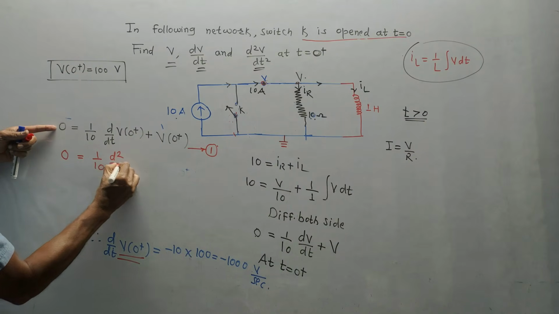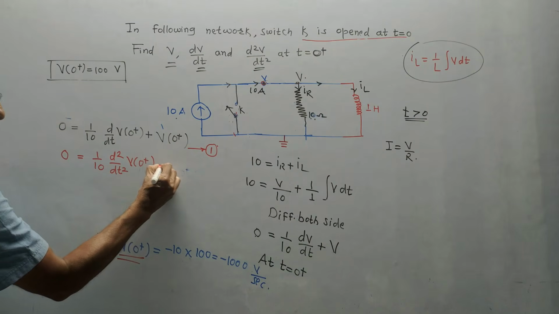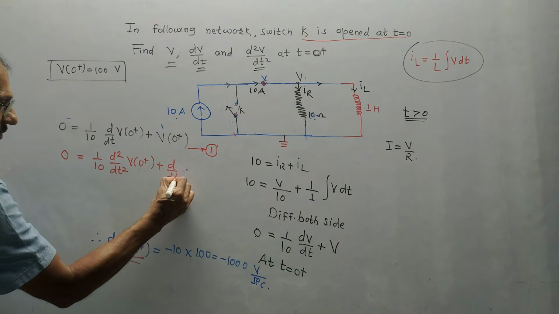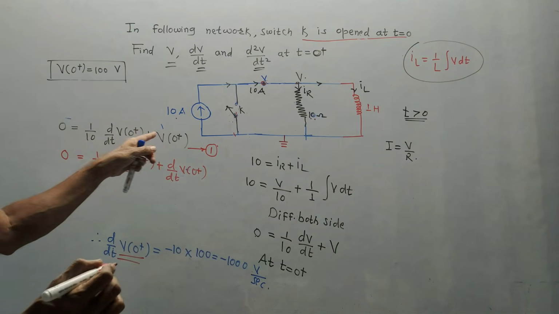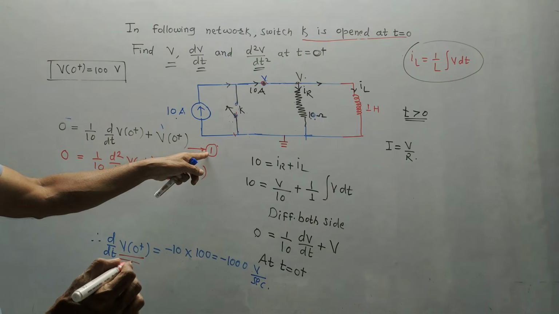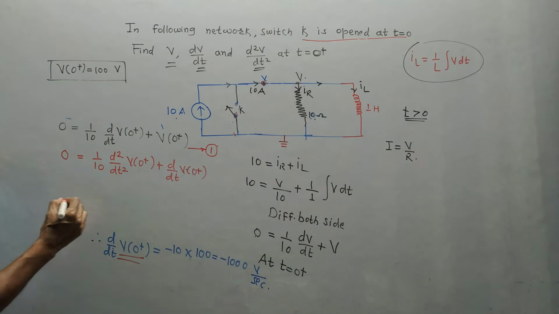This becomes d square by dt square of V of 0 plus, d by dt of V of 0 plus. What I did, I have taken differentiation of both sides of equation 1. Now I want d square by dt square, so let us rearrange the terms.